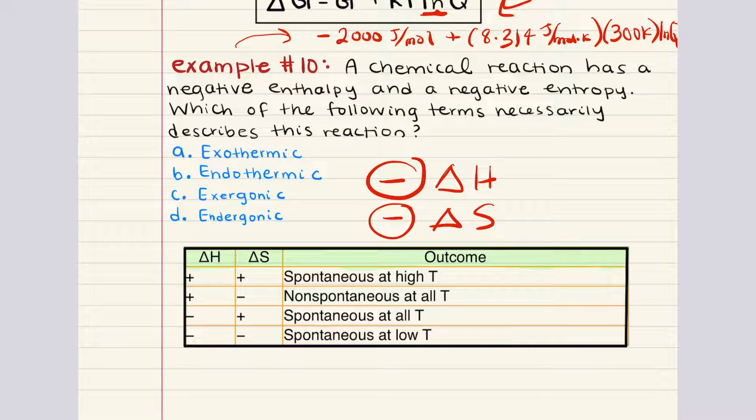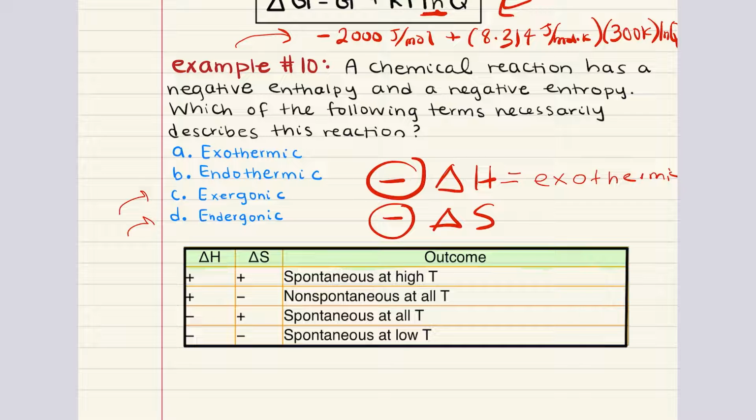exothermic and endothermic are terms that relate to the heat content of a system. They relate to enthalpy. When we have a negative enthalpy, this indicates that we have an exothermic reaction. This is a reaction that's going to release heat. Whenever we have a positive enthalpy, this indicates that we have an endothermic reaction. This is a reaction that absorbs heat. Now we know that we have a negative delta H, so this reaction is exothermic. But we don't want to quickly omit options C and D just yet.